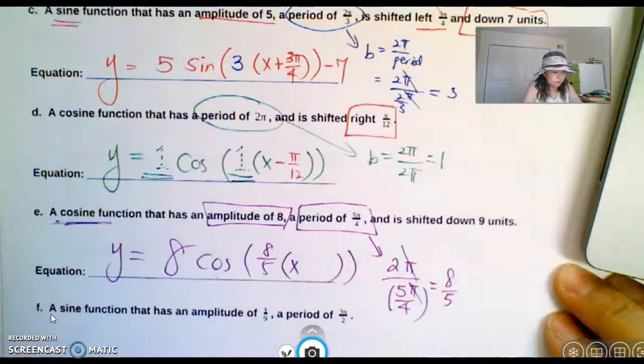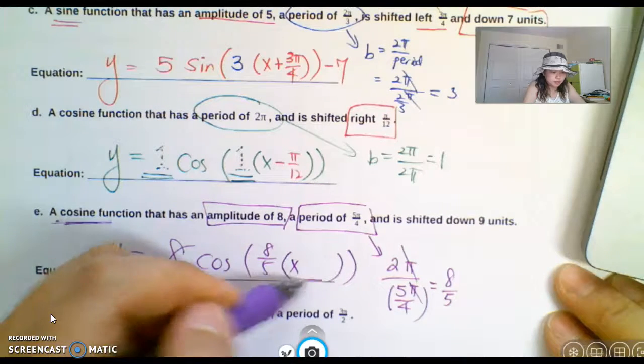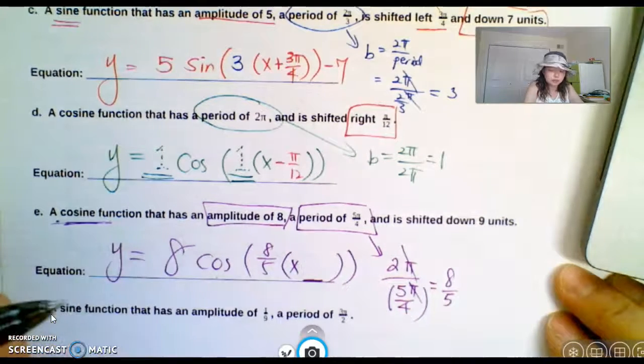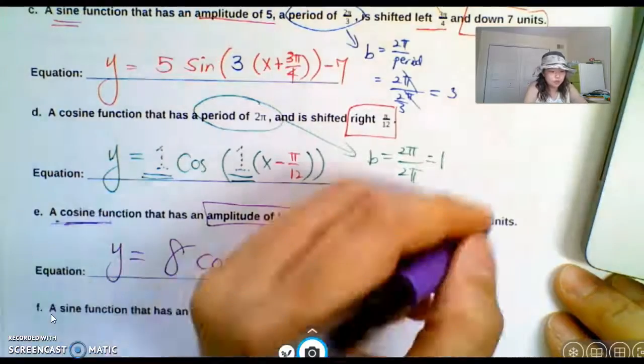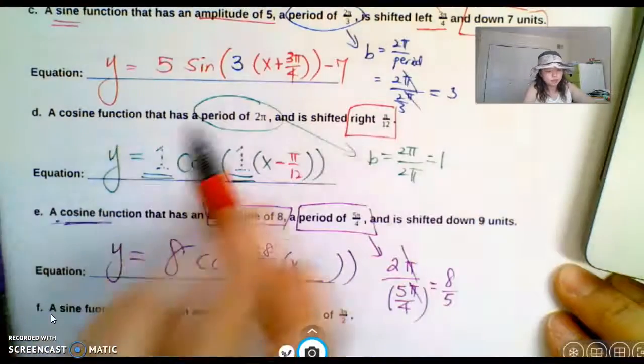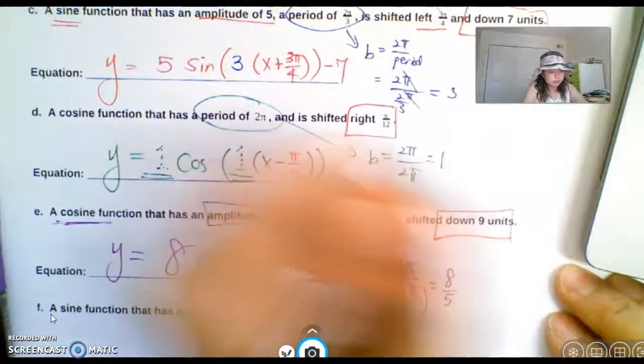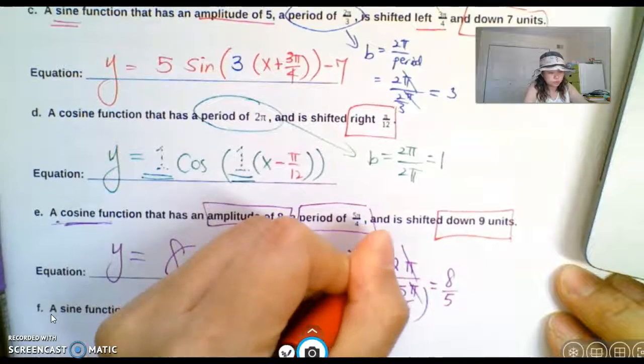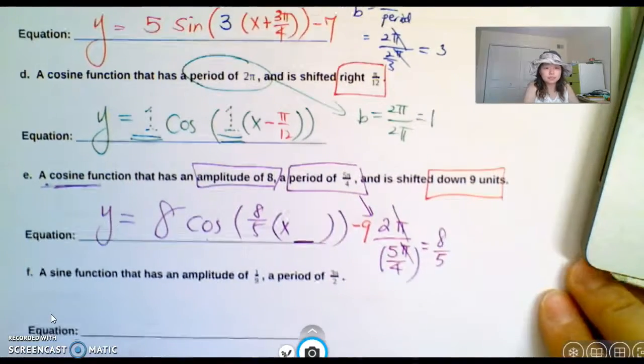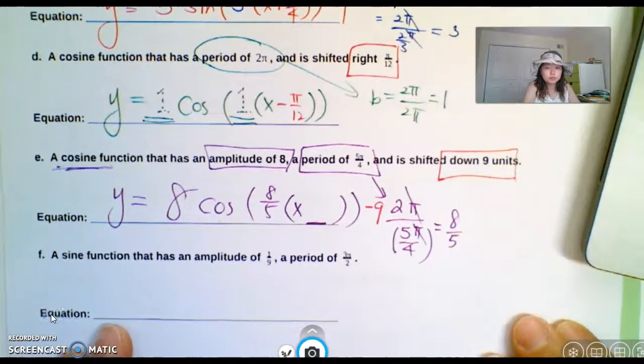Uh-oh. There's no left or right. I know there's a little space. We don't put anything if there's no left or right. And then at the end, it says down 9. I'll be so sad if you don't get the down 9. Cool?